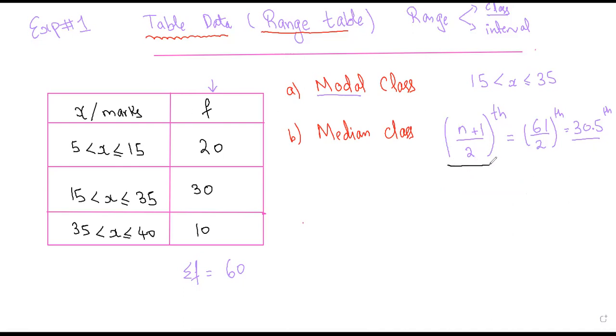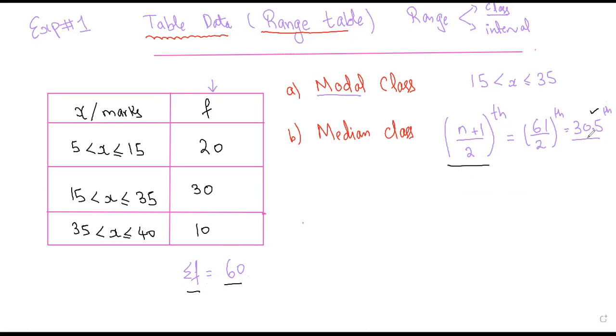Step 2 is writing down this formula. Using this formula, n was 60. N is summation f, the sum of all the frequencies. So we have 60 students, okay? So n is 60, and 60 plus 1 by 2 would give you the 30.5th term.